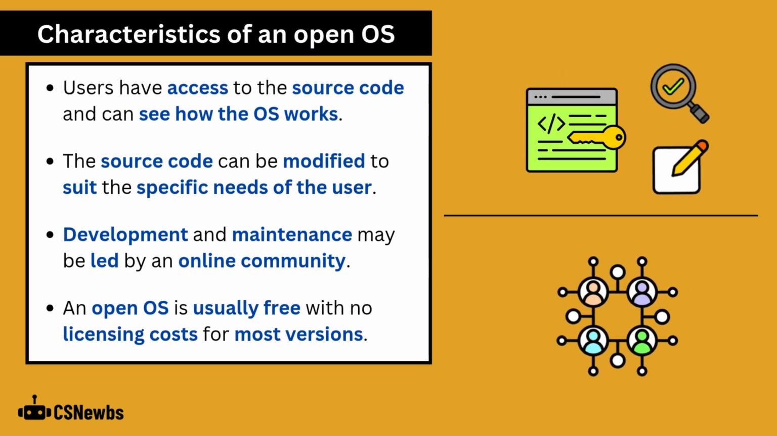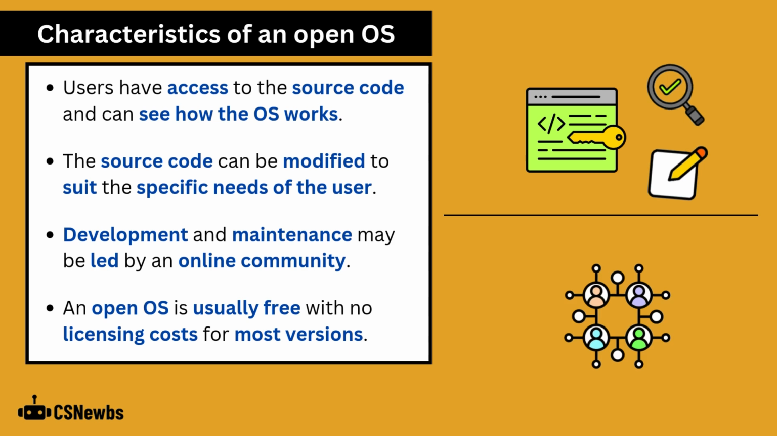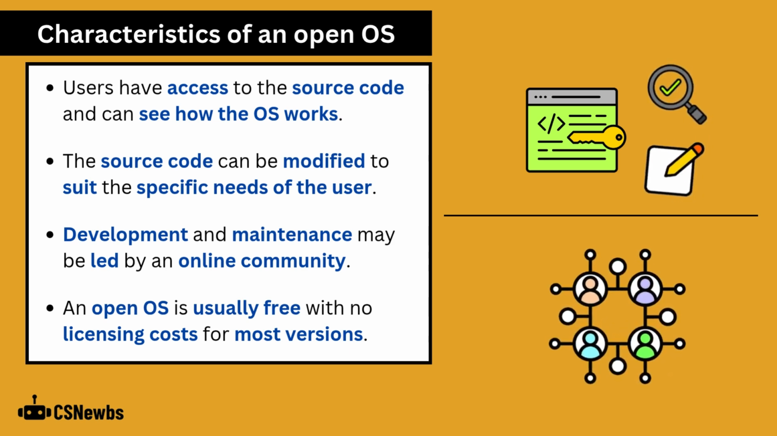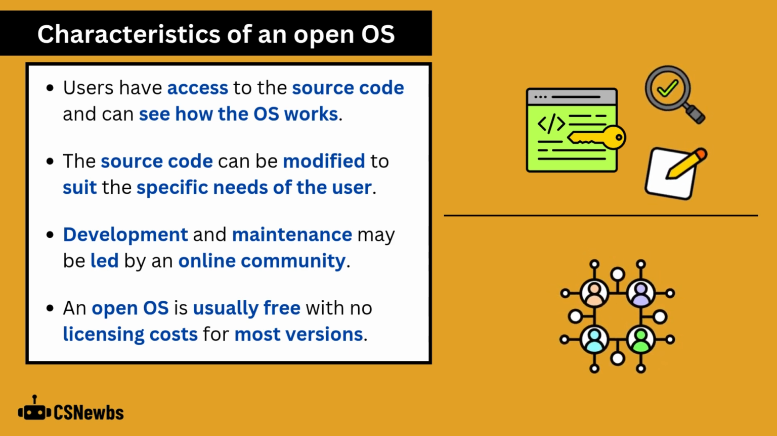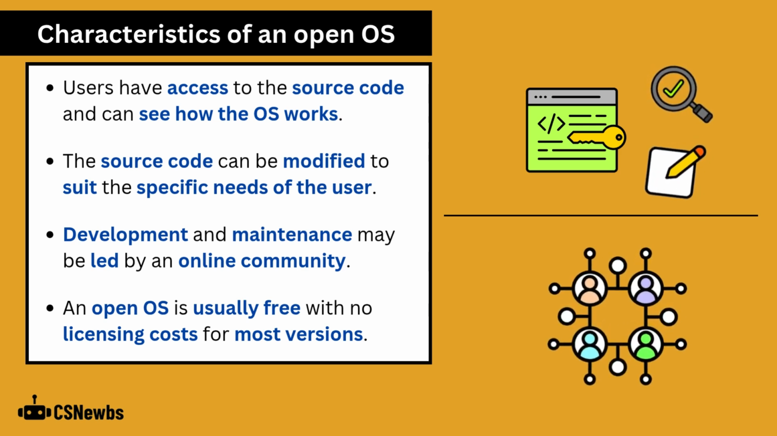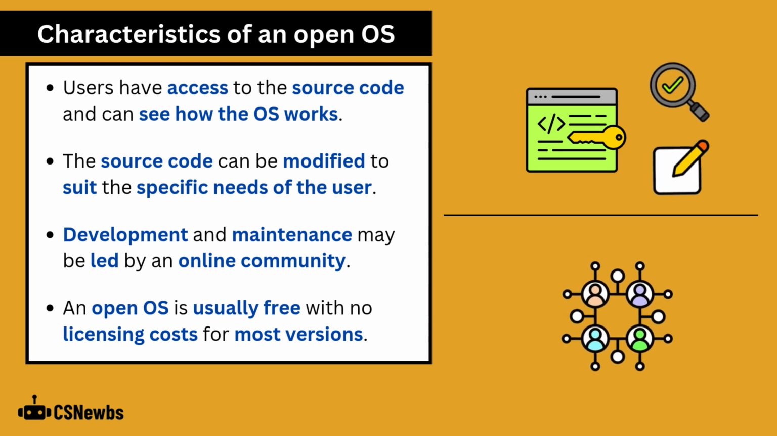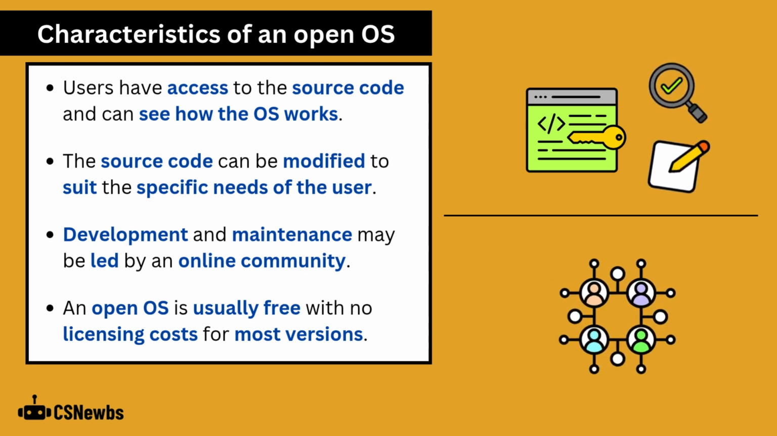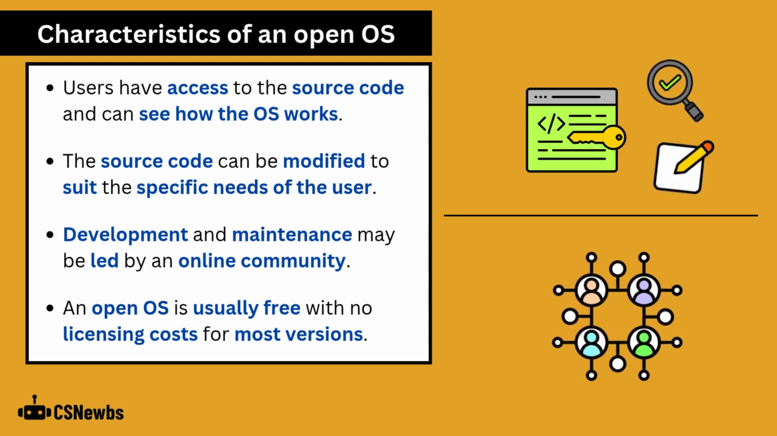Characteristics of an open operating system include that users have access to the source code and can see how the operating system works. The source code can be modified to suit the specific needs of a user. Development and maintenance may be led by an online community, and an open operating system is usually free, with no licensing costs for most versions.